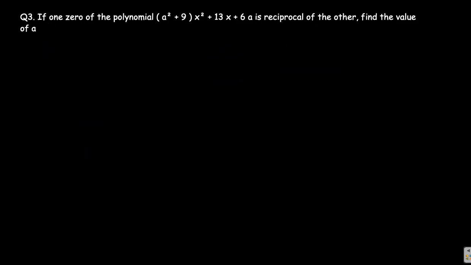Okay, now go to the next. If one zero of the polynomial (a square plus 9) x square plus 13x plus 6a is the reciprocal of the other, find the value of a.